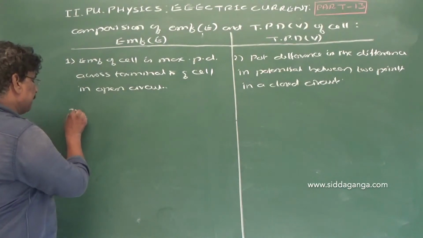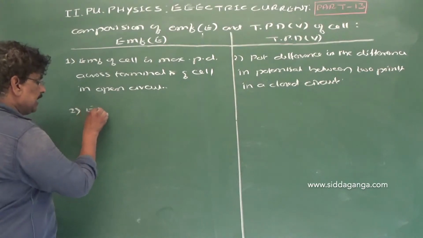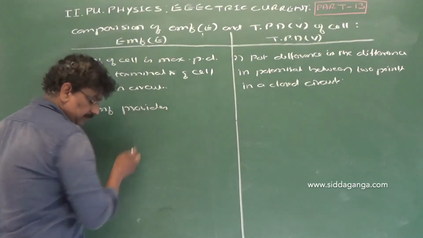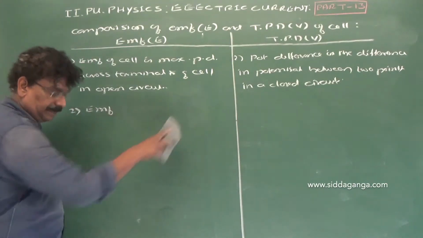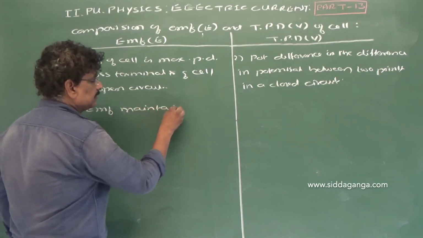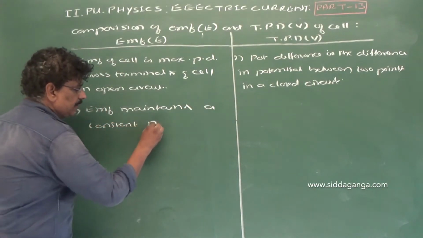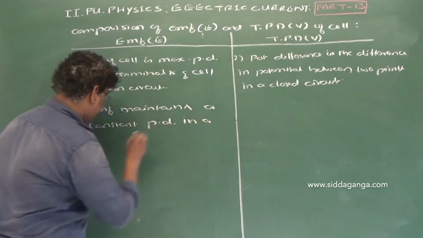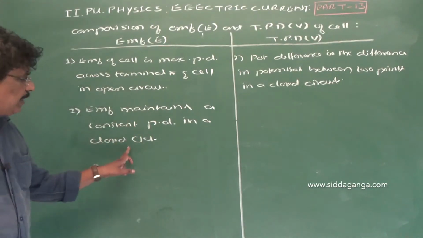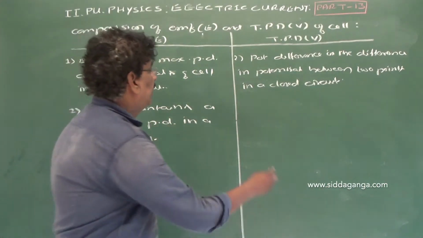Now the second one: EMF provides, or EMF maintains, a constant potential difference in a closed circuit. EMF maintains a constant potential difference in a circuit.